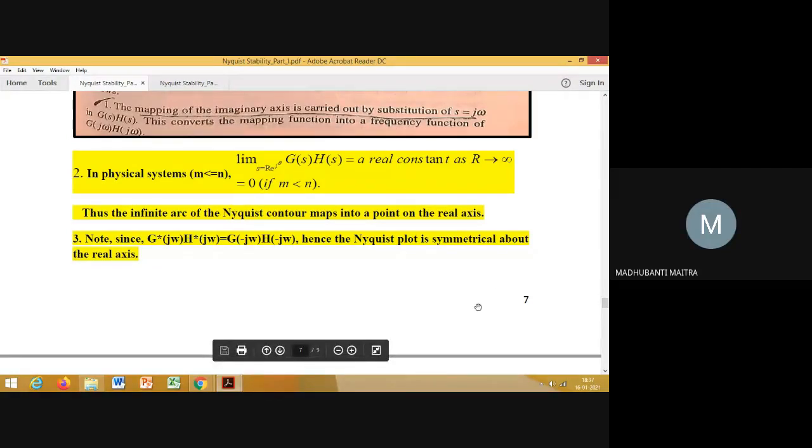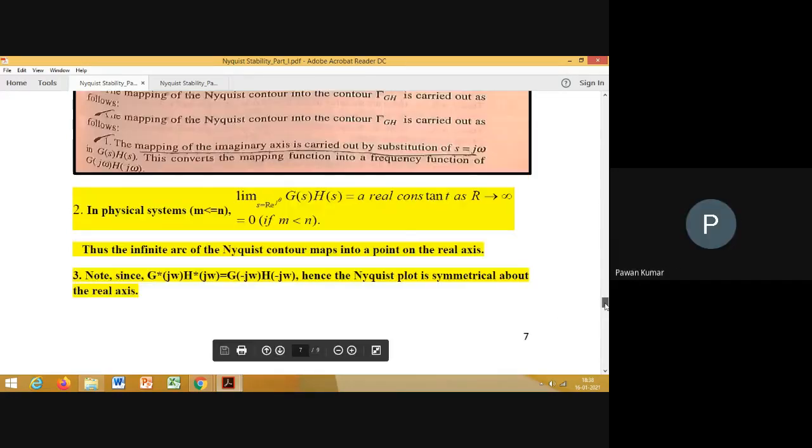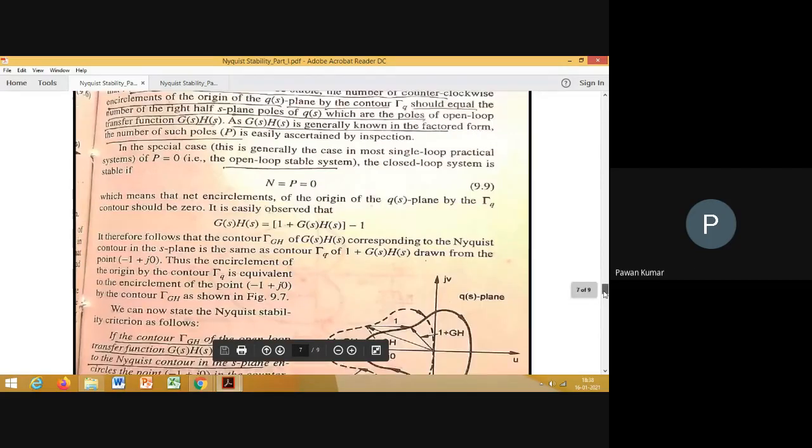Ma'am, please continue with the QS plane, the curve that we explained earlier. When you were telling us the plane, yes, ma'am, this one. From here only.